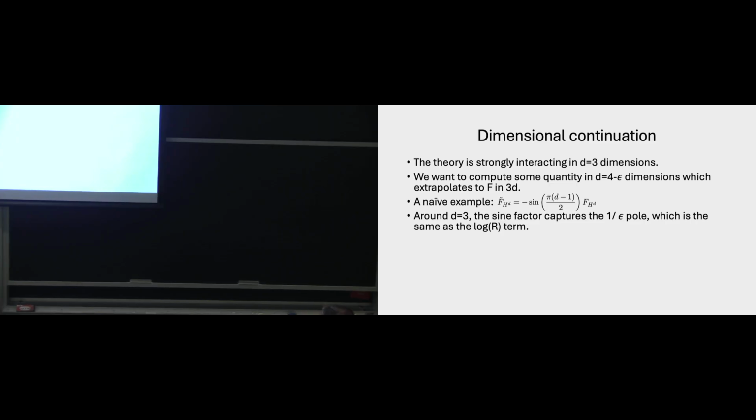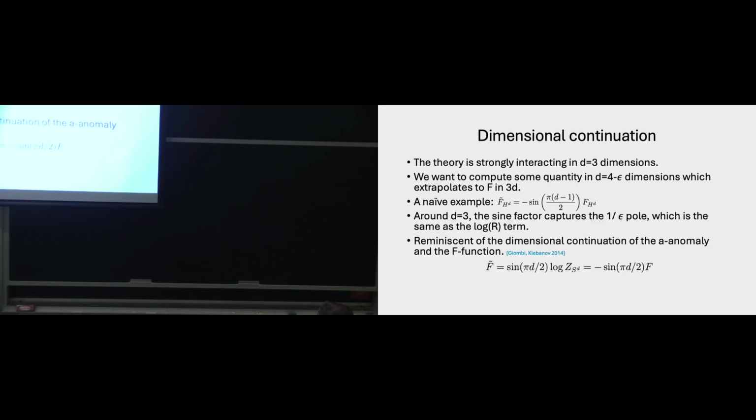Around d equals 3, the sine factor captures the 1 over epsilon pole of the free energy, and the coefficient of this 1 over epsilon pole is basically the log R term. This is reminiscent of the dimensional continuation of the a anomaly in 4D and the F function in 3D. This F tilde here is proposed by Giombi and Klebanov. It's basically the sphere free energy multiplied by some sine factor. So here is just a very small modification compared to that, d to d minus 1, and the sphere partition function to the AdS partition function.